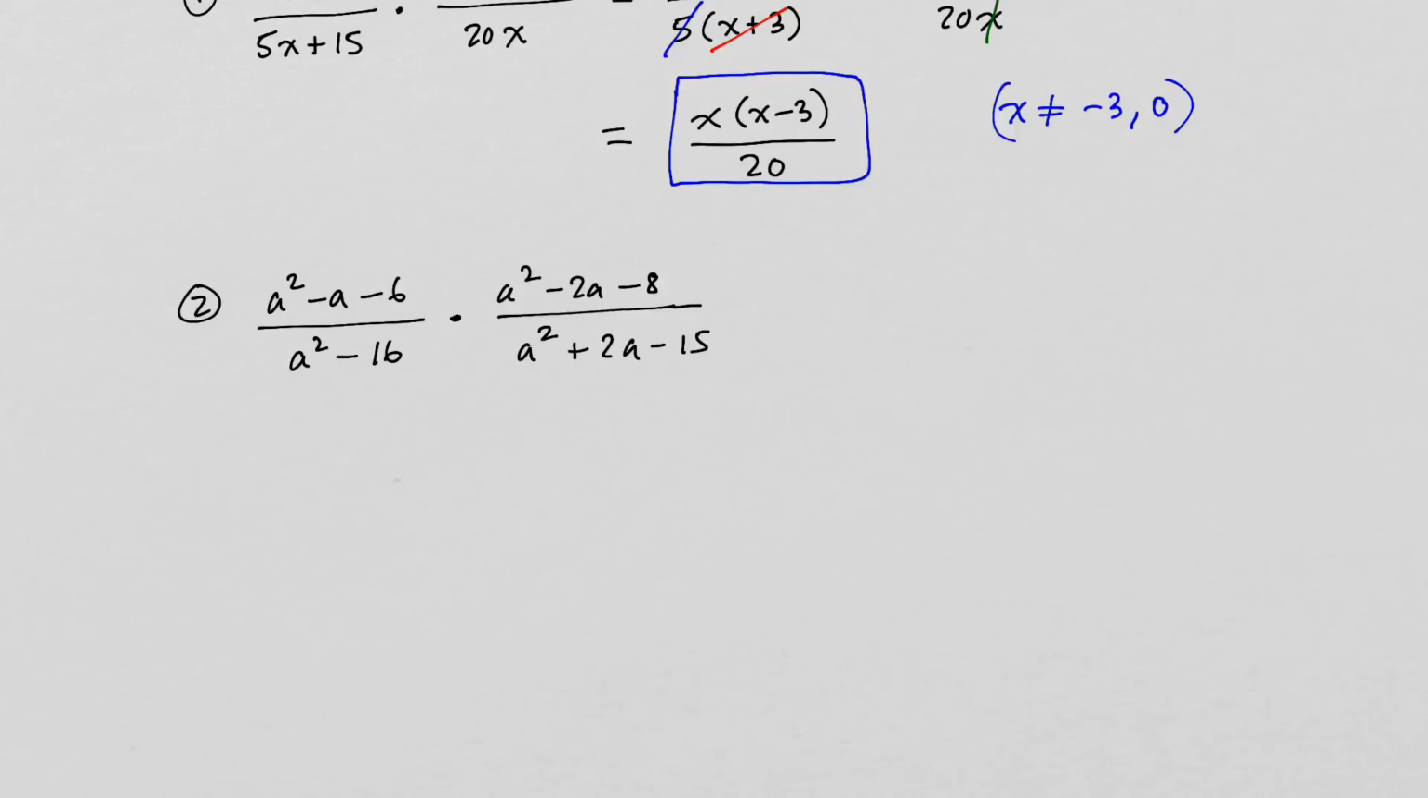So here's what we have. Up here, we're going to factor this trinomial, and I am going to skip the explanation of that. In the denominator, we have a difference of two squares. In the numerator here, we have another trinomial.